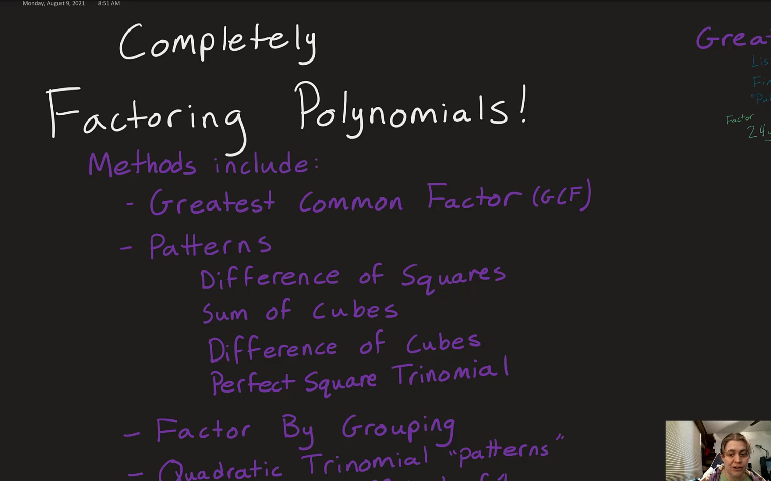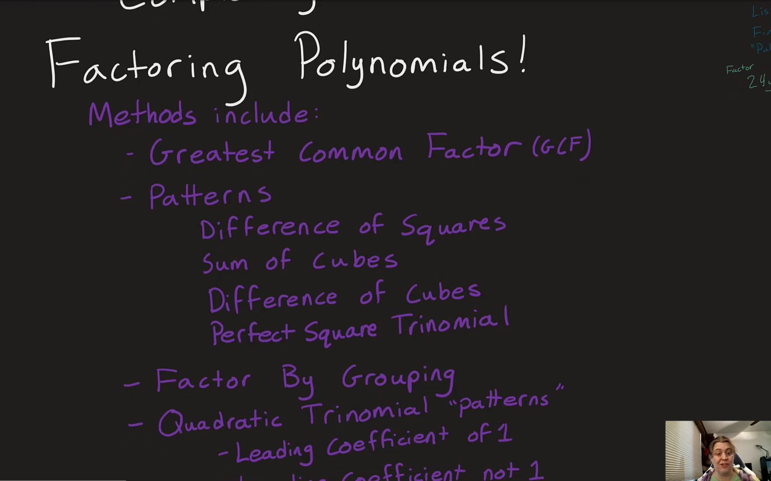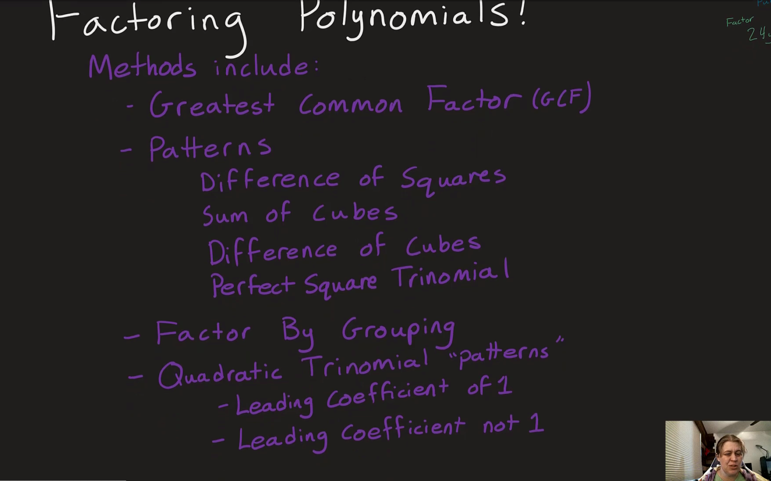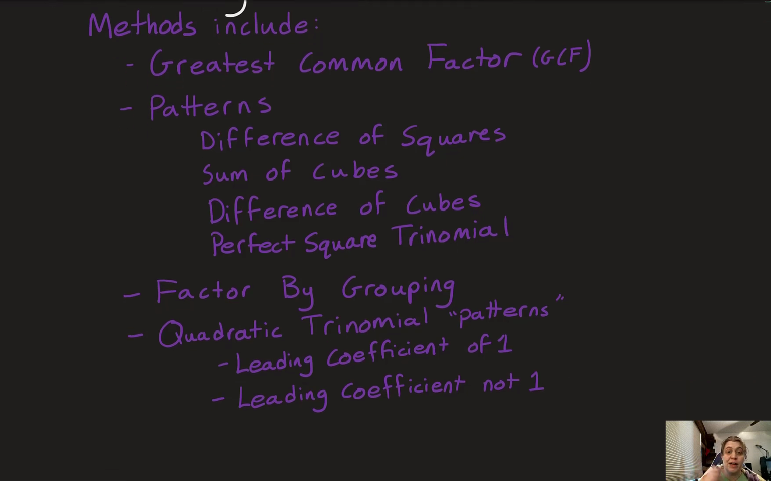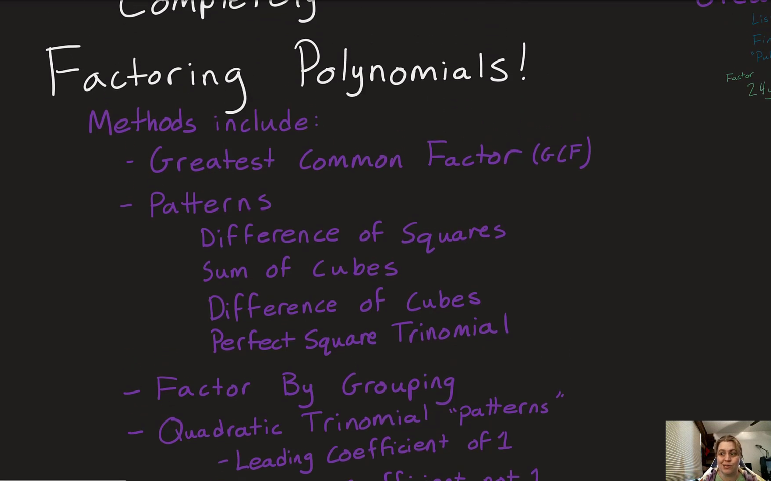All right, completely factoring polynomials involves a lot of different methods. We always start off with talking about the greatest common factor and looking for that within our polynomial. Then we check and see, do we have any patterns: a difference of squares, sum of cubes, difference of cubes, perfect square trinomial. Everyone forgets about that one. Then there's also factor by grouping and quadratic trinomial patterns, as it were, when the leading coefficient is 1, and sometimes the leading coefficient isn't 1. So these are all of the different things that we're going to be talking about in today's video. All right, so let's get to it.